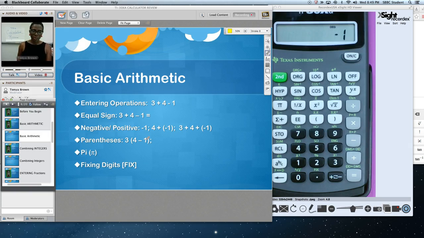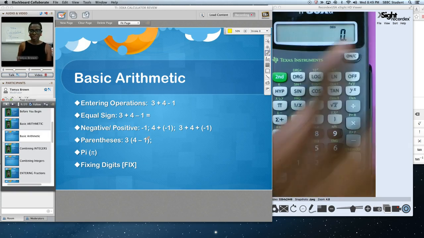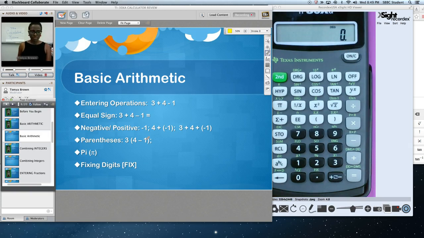And if we do it again, we want to do 4 plus negative 1. So we're going to press 4, and then hit plus, and then hit a 1 and hit the negative key. And notice it'll just say negative 1. Now we want to press enter so that it's equal, so that it gives us the actual value, and the actual value is 3.